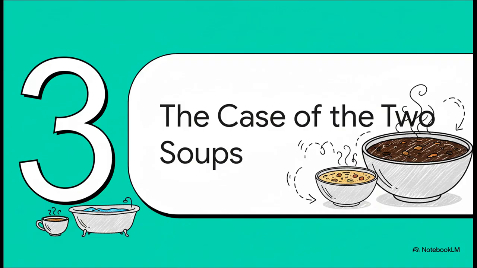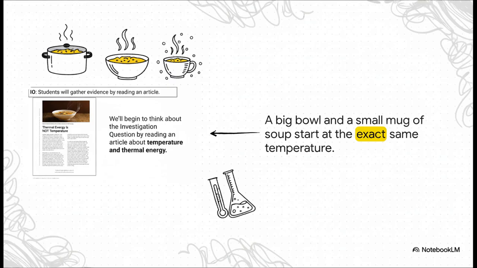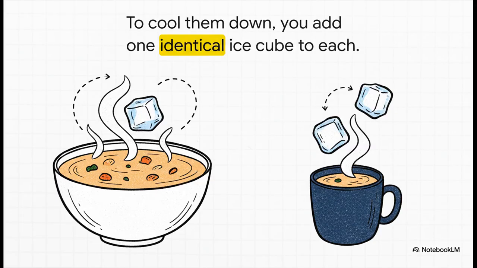You know what? To make this difference super clear, let's put the teacup and bathtub aside for just a minute and look at a whole new mystery. I call it the case of the two soups. Let's say it's a cold day. You pour some soup for yourself and your little brother, all from the same big pot. You get a nice big bowl and he gets a small mug. Now, because it all came from the same pot, both servings start at the exact same temperature. That means their molecules all have the same average energy. So far, so good.